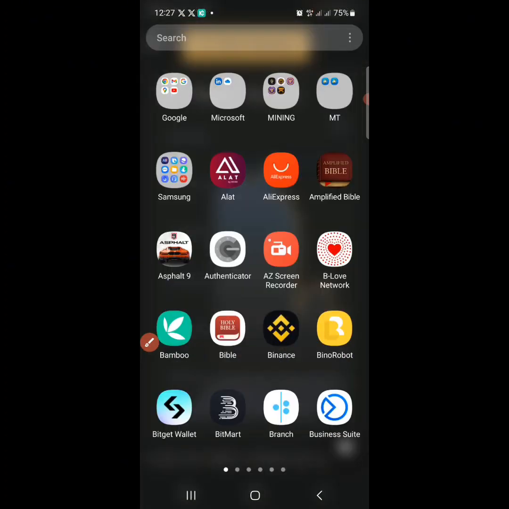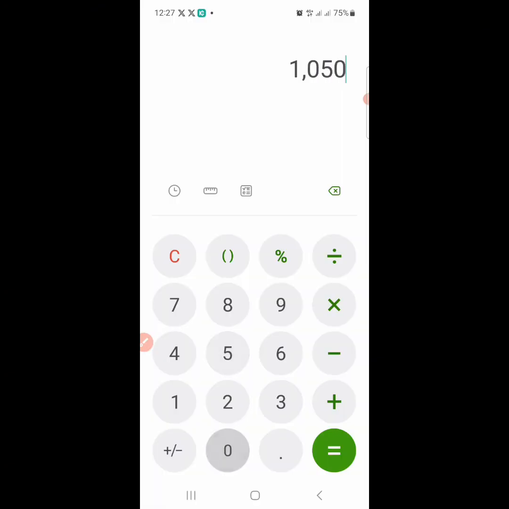Okay, so let me just go out to my calculator. On Binance the other time, you see the rate was 1,050 naira and I was having about 94.6 USDT.